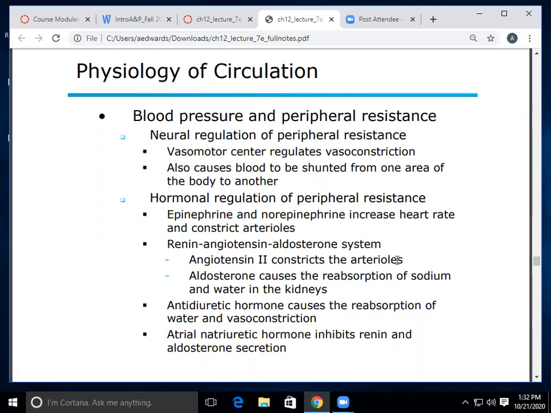You also have the renin-angiotensin-aldosterone system, where angiotensin 2 can constrict arterioles. Aldosterone can cause your kidneys to reabsorb sodium and water. Antidiuretic hormone causes your kidneys to reabsorb water and to vasoconstrict the blood vessels. Atrial natriuretic hormone is going to inhibit renin as well as aldosterone secretion. So it prevents them from being secreted.